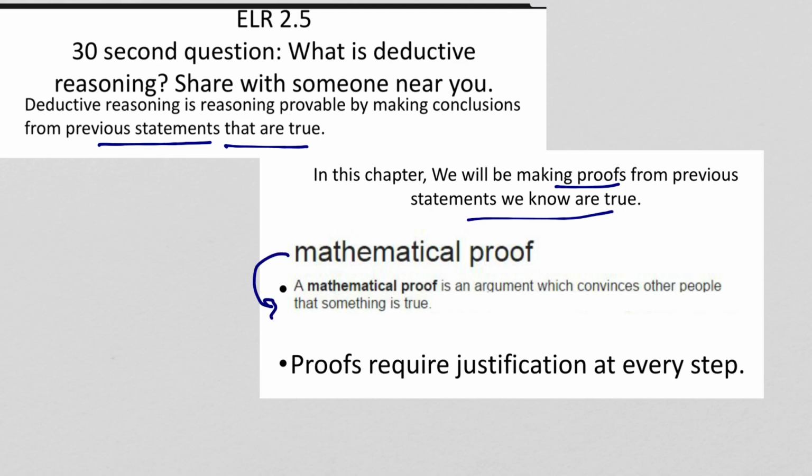In this chapter that we're learning, we're going to be making proofs from previous statements that we know are true. And that's basically what a mathematical proof is about. It's an argument which convinces other people that something is true. Most important thing is that proofs require justification at every single step. And we're going to see that at the end of class today. So pause the video if you need to write some of these definitions up.